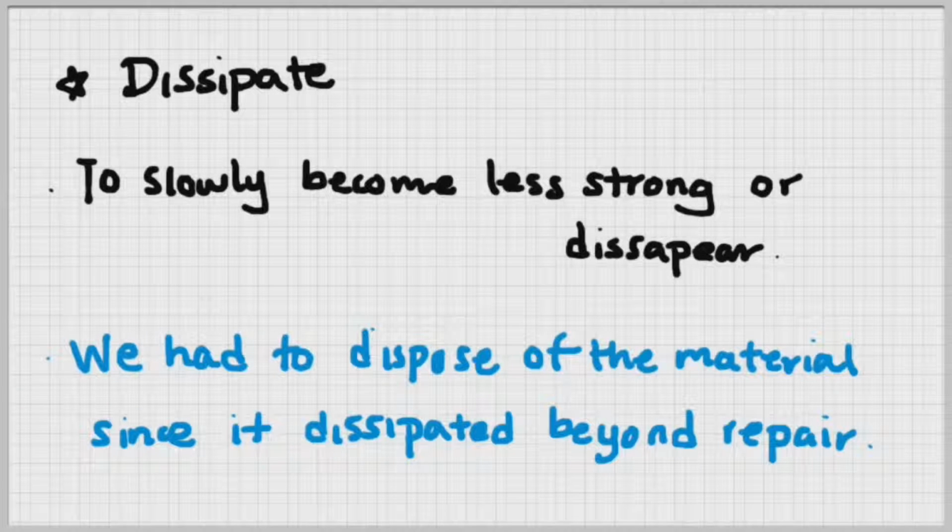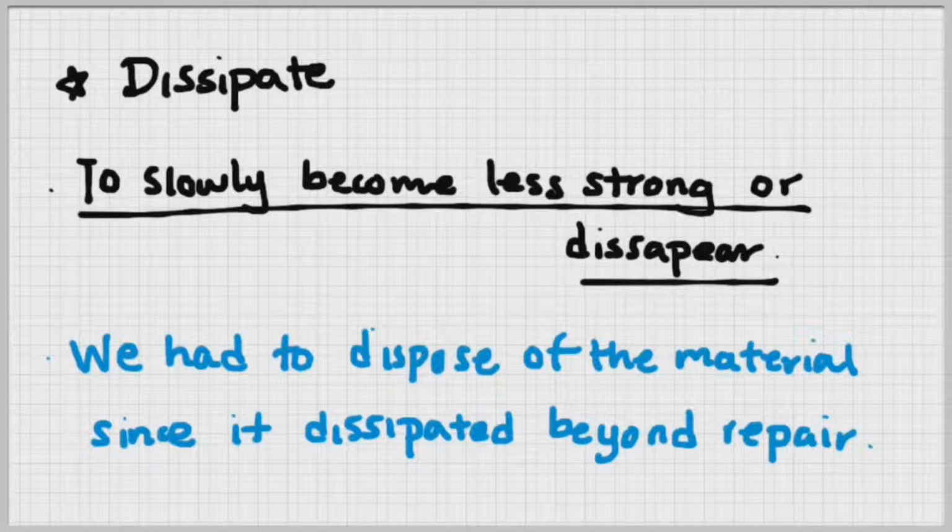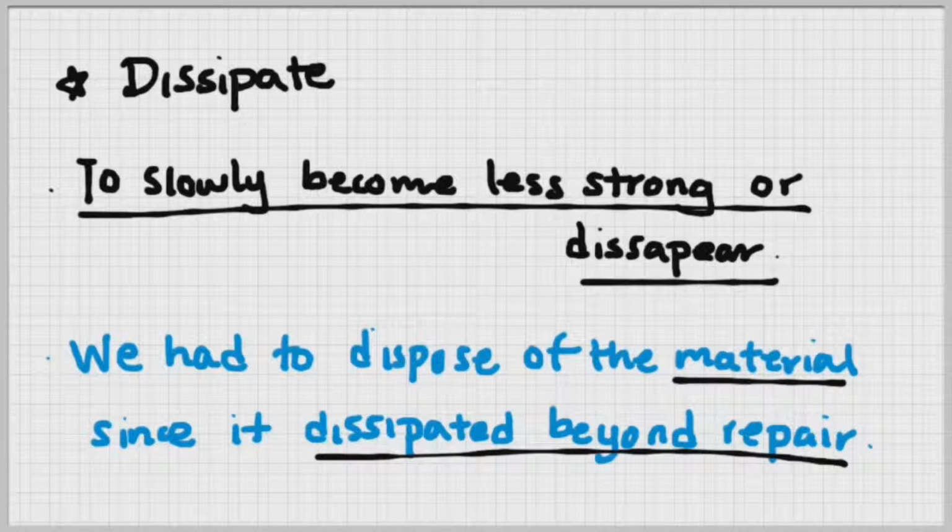And the last one, dissipate, is to slowly become less strong or disappear. And an example would be, we had to dispose of the material since it dissipated beyond repair. So the material was not good anymore. It had a good state in the beginning, but as time went by, it dissipated beyond repair. That means that we cannot use it anymore for our experiment or to provide us with important or valid information.